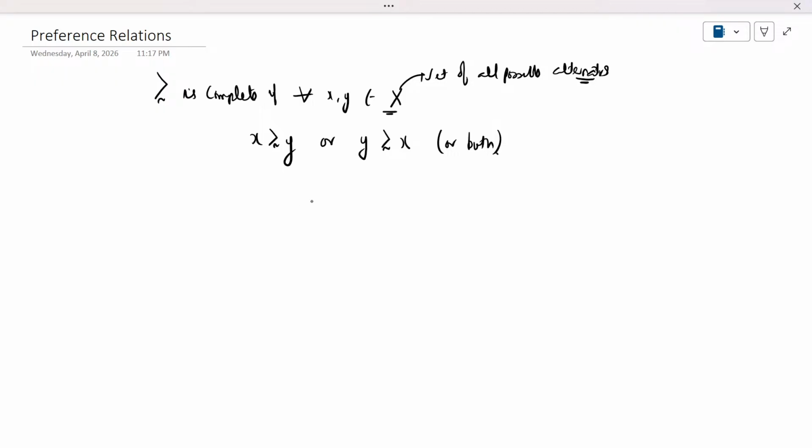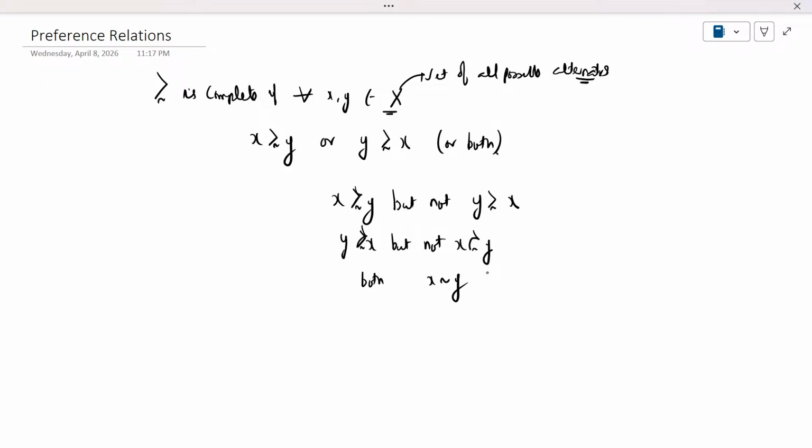Many cases are possible. If x is at least as good as y, but not the opposite, then x is strictly preferred to y. The opposite can also happen. If both hold, that implies x is indifferent to y. The only thing we rule out here is incomparability. Then we come to the meaning and strength of completeness.